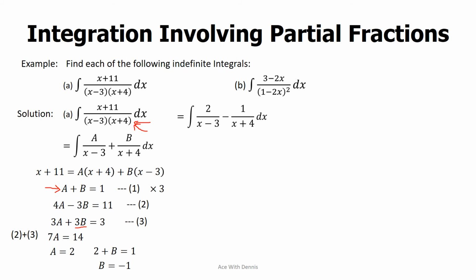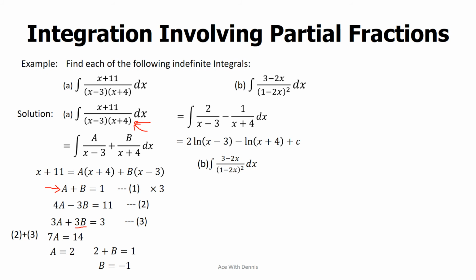Hence, we can rewrite the integration, which becomes integration of 2 over x minus 3 minus 1 over x plus 4 dx. And we can integrate them separately, which gives us 2 ln of x minus 3 minus ln of x plus 4 plus c.